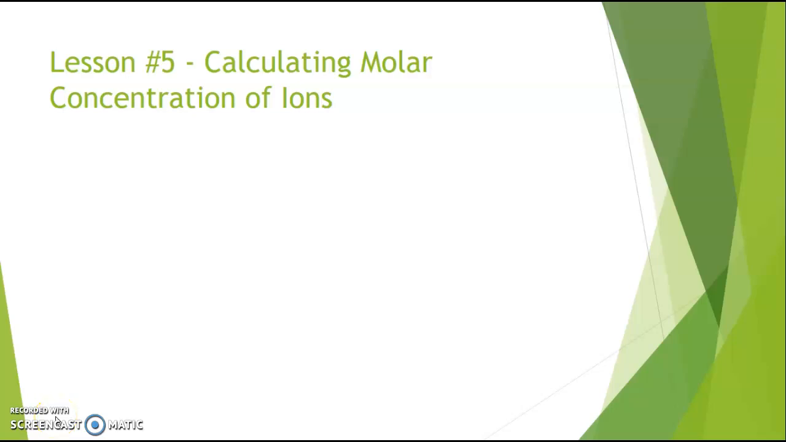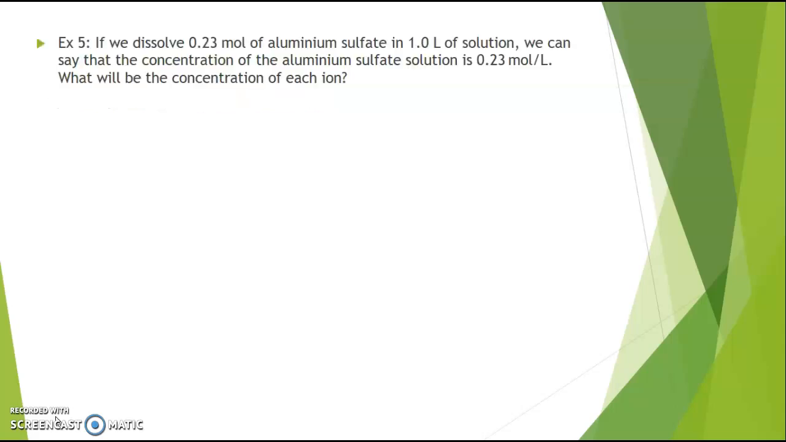Hello, chemistry students. Today we're going to learn about calculating molar concentration of ions. We have learned how to calculate the concentration of a substance, or molarity, that's moles per liter. We've also learned that when an ionic compound is soluble in water, it will dissociate into its ions. So we can calculate the concentration of each ion based on the compound. Everything's kind of come together from the solutions we've been learning so far.